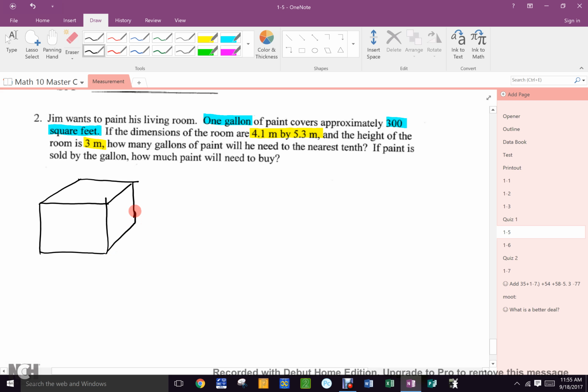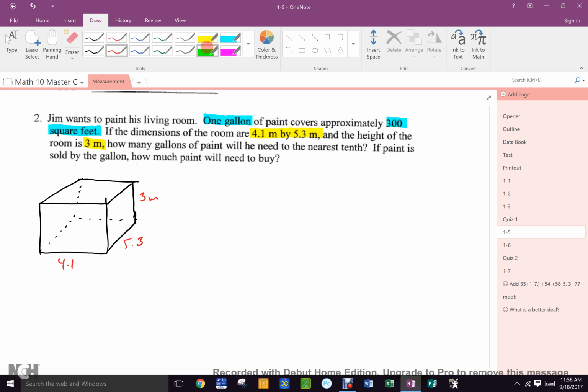There is my room, agreed? And the floor is this dotted line back here, yes? How big is that floor? Well, it is 4.1 by 5.3. Does everybody understand that part? Yeah. Excellent. And the walls are 3 meters tall, yes? Everybody's cool to there?